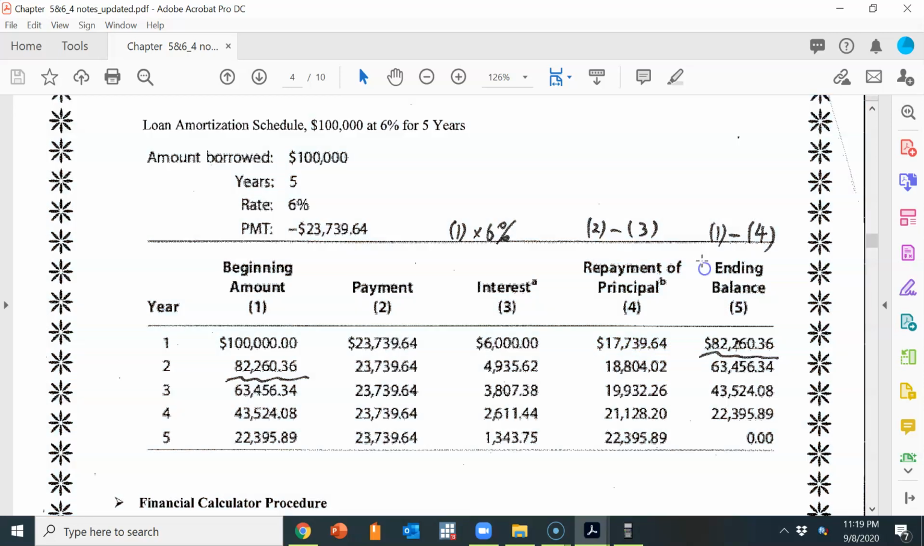Next, we try to calculate the amount for the first year in column 5. What is the ending balance for the first year? We just use the beginning balance in column 1, 100,000, minus repayment of principal in column 4. Column 1 minus column 4. Beginning amount minus repayment of principal. So we have this 82,000 as our ending balance.